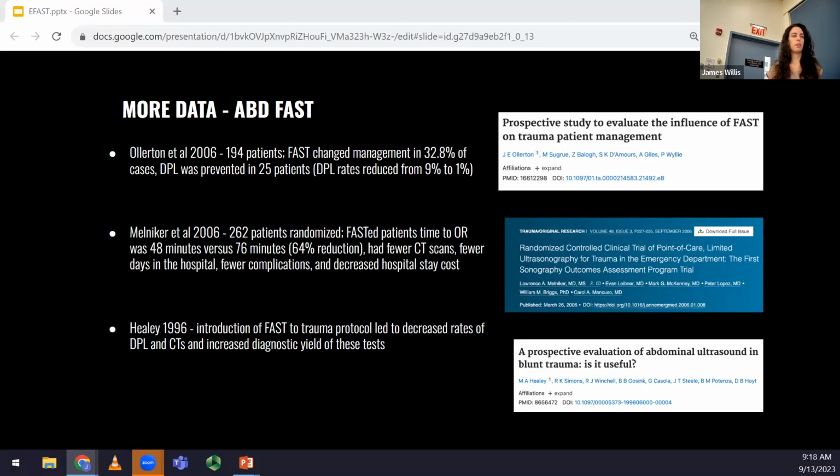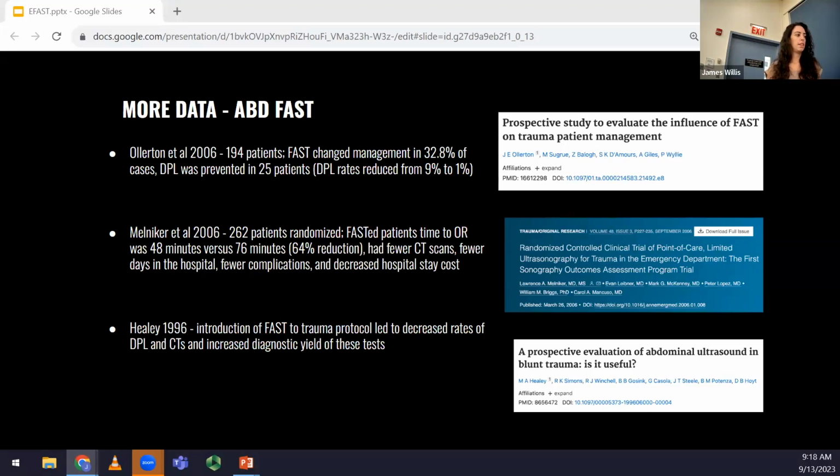DPL, so diagnostic peritoneal lavage, which we don't really see done pretty much ever anymore because of the utilization of the FAST exam, was prevented in 25 patients, and the rates of use of DPL decreased from 9% to 1%. Another study in 2006 showed that out of 262 randomized patients, the FASTed patients had a decreased time to OR, which was 48 minutes versus 76 minutes for those patients that did not receive FAST exams. These patients also had fewer CAT scans, fewer days in the hospital, fewer complications, and decreased hospital stay cost.